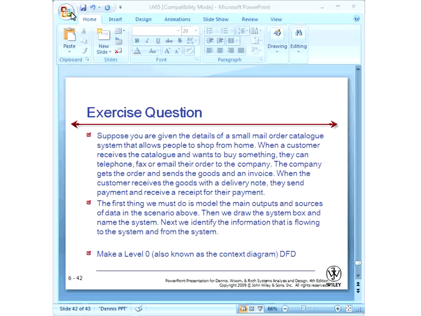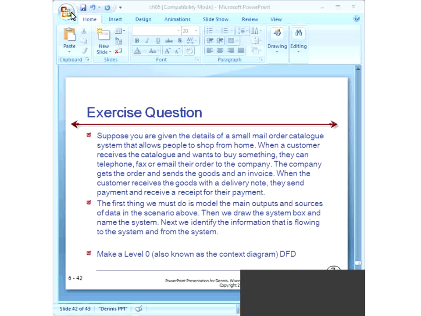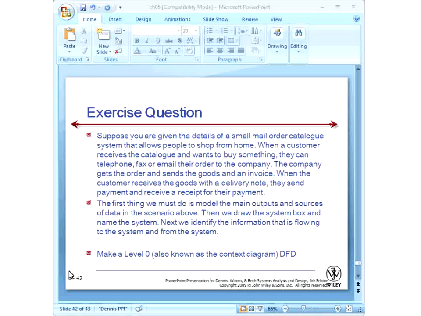Because Hanan just said that there is no voice and it seems like the screen is frozen, I thought to tell her that the screen is not frozen, it's working, and we are just trying to solve this exercise question. If you joined late, please read this question and make a level 0 data flow diagram for this scenario.